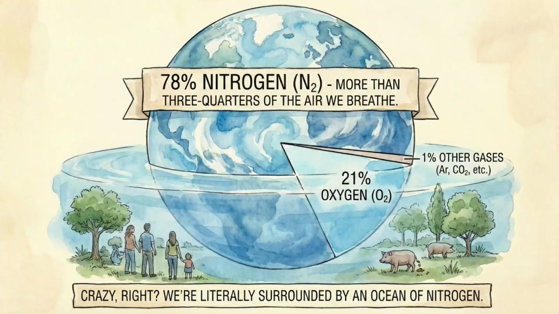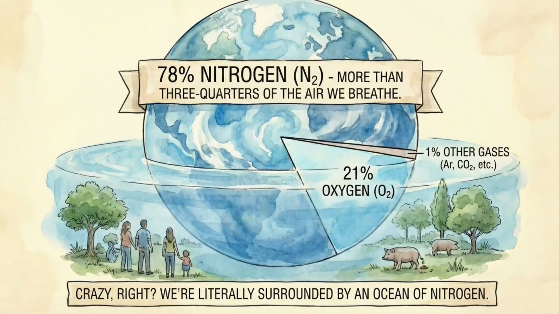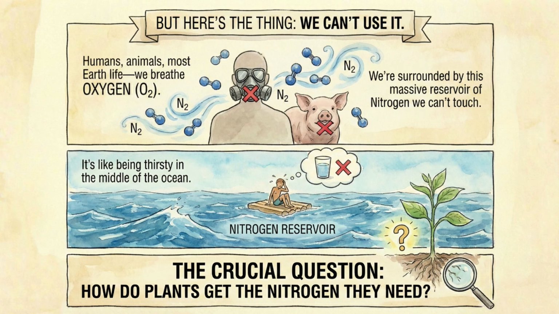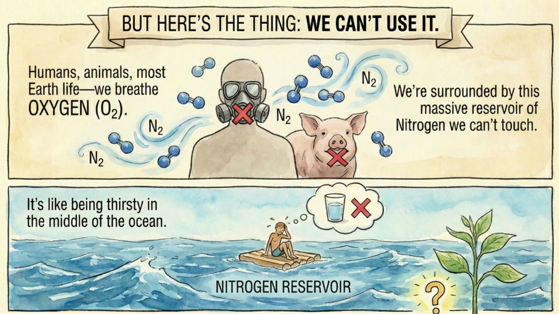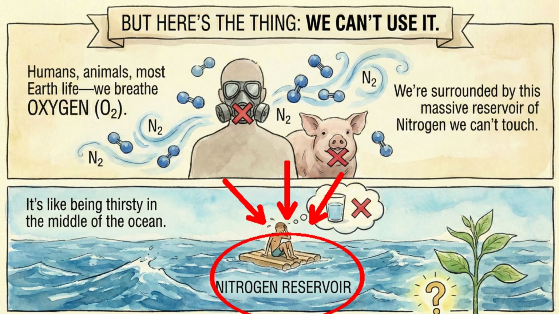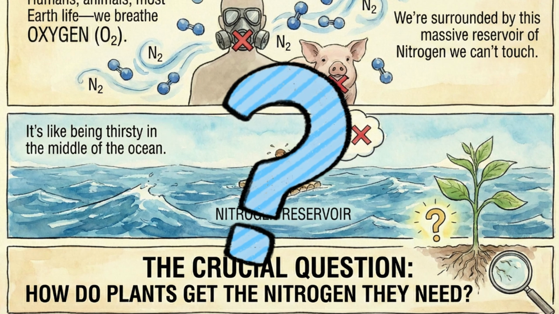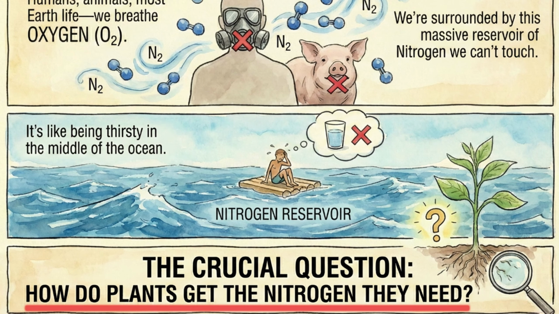Our atmosphere is 78% nitrogen, more than 3/4 of the air we breathe. Crazy, right? We're literally surrounded by this massive reservoir of nitrogen. We can't use it. Humans, animals, most Earth life, we breathe oxygen. We're surrounded by this massive reservoir of nitrogen we can't touch. It's like being thirsty in the middle of the ocean. So the question becomes, and this is the crucial question, how do plants get the nitrogen they need?